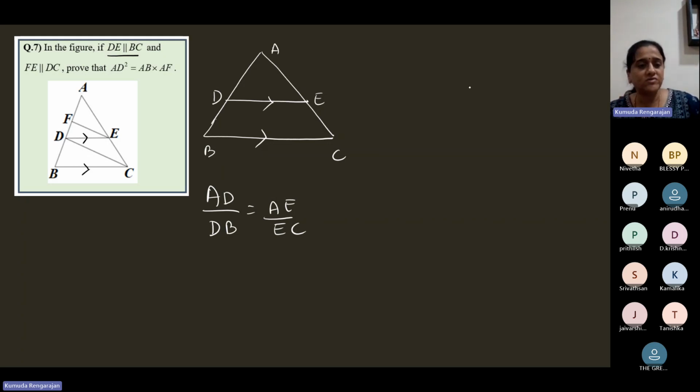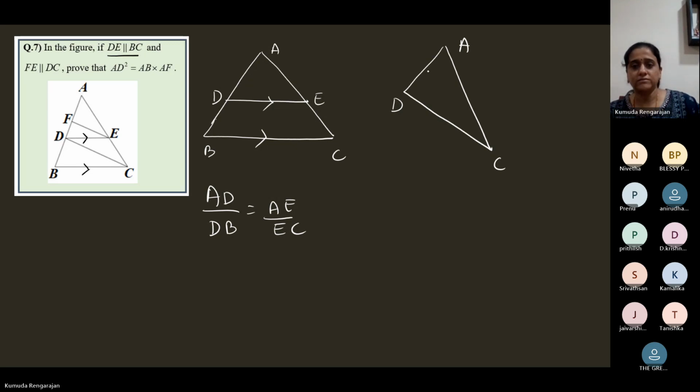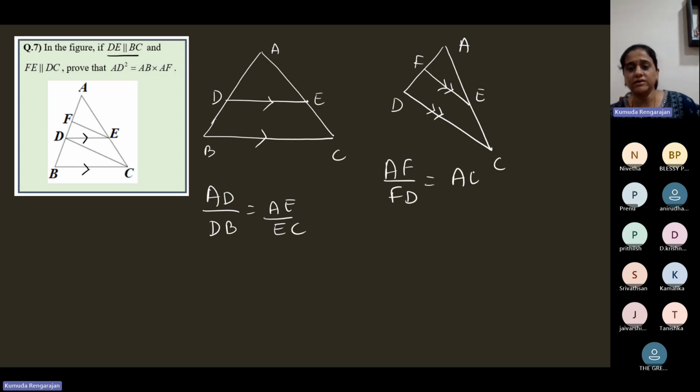Then FE is parallel to DC. So that is this triangle: A, D, C, F, E. Correct? FE is parallel to DC. So what's the proportion we'll get here? AF by FD is equal to AE by EC. Correct?